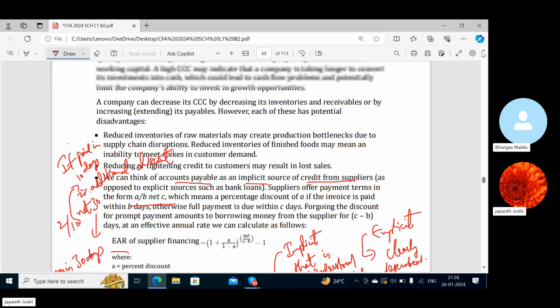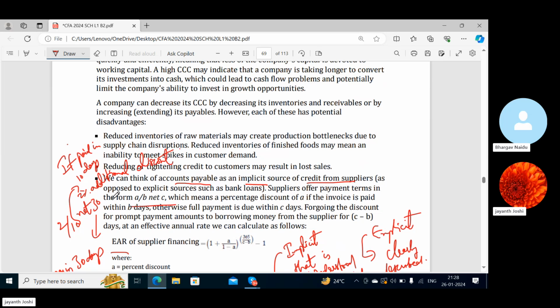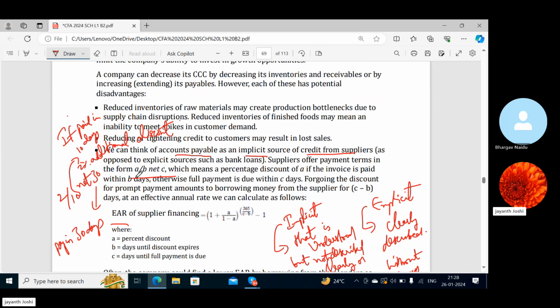Now, 2 by 10 net 30, or A by B net C, means the buyer can make the payment to the supplier in 30 days. But if they make the payment in 10 days, they'll get an additional discount of 2%. That is called 2 by 10 net 30. In 10 days, 2% discount. If the payment is made in 30 days, you won't get the 2% discount. This is to give an extra offer and reduce the margin so that the payments can be collected as early as possible.